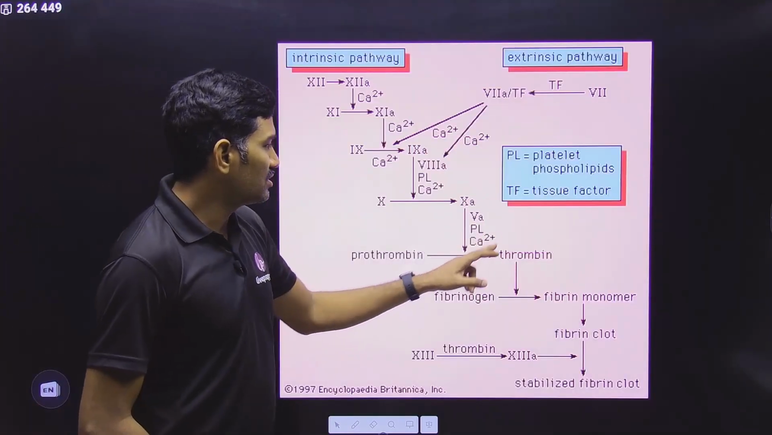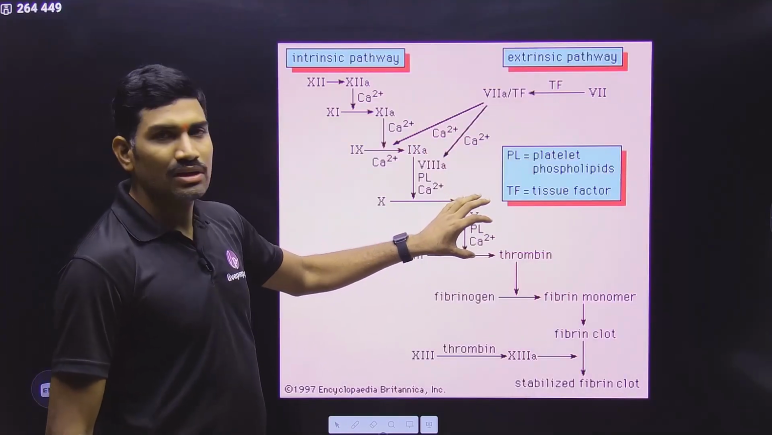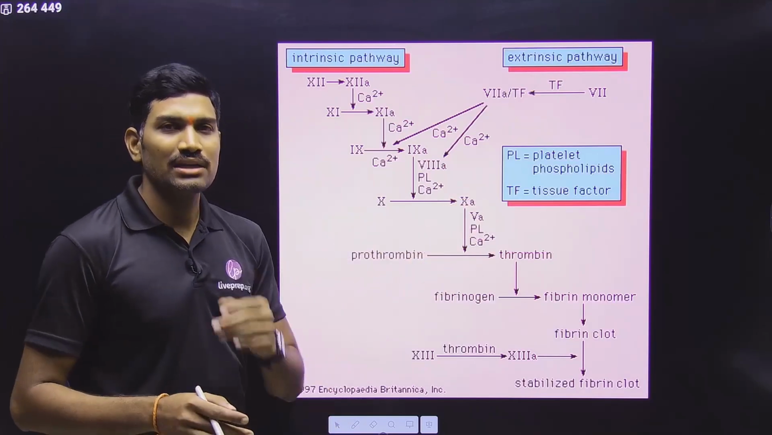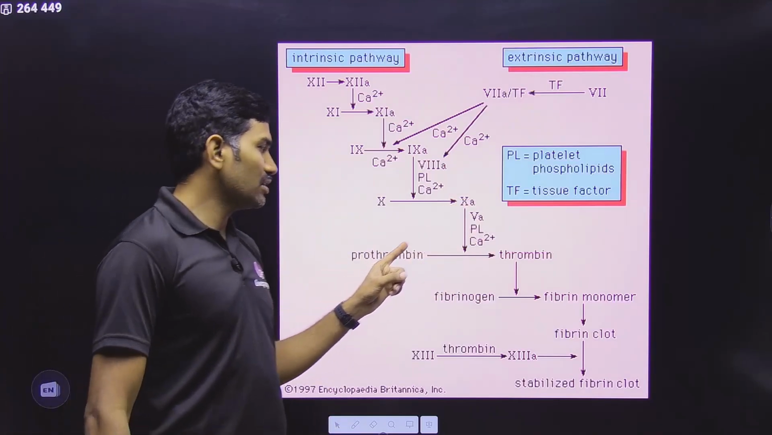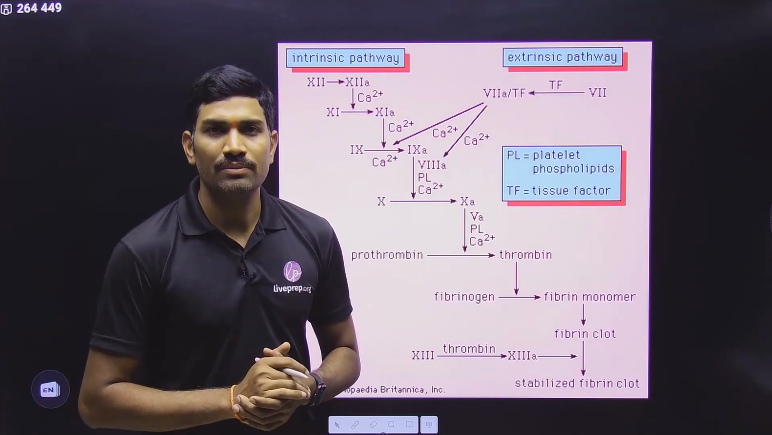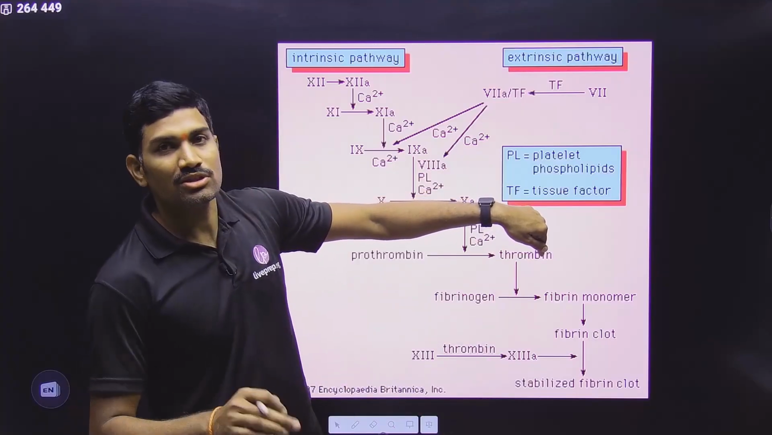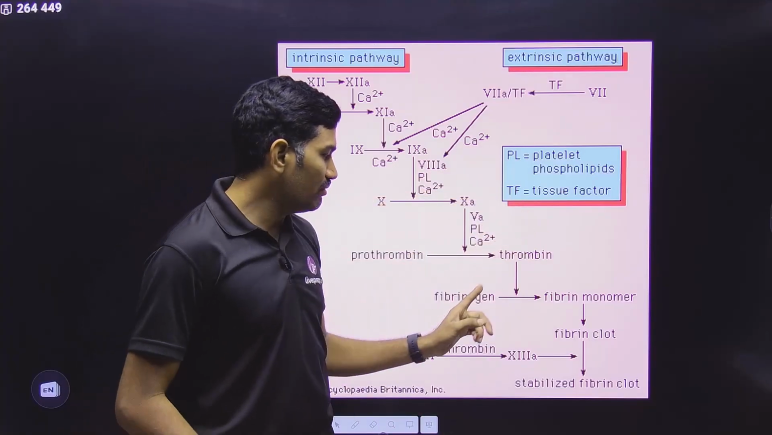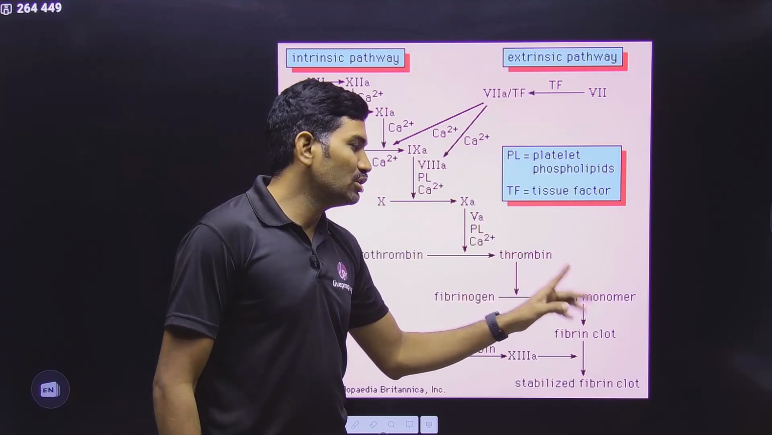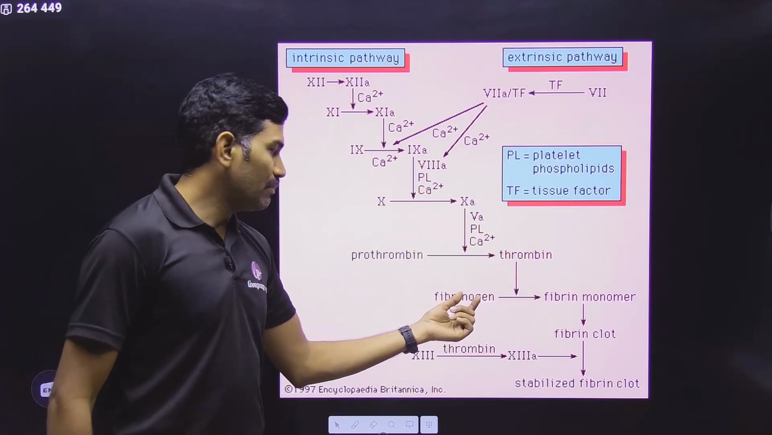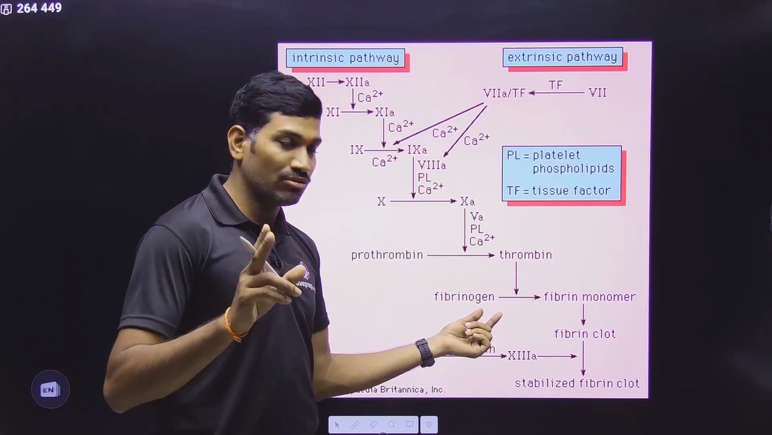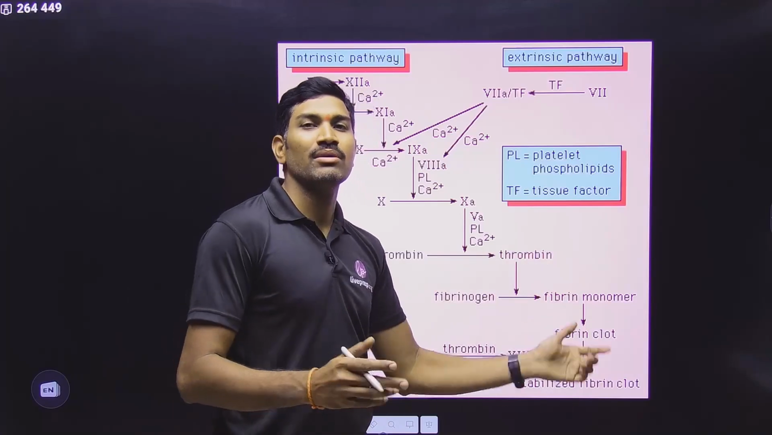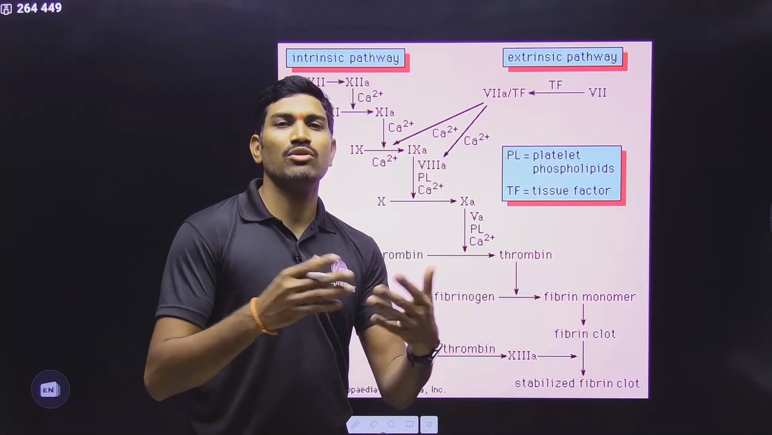And what is this one? This is the group, and this group is the thrombokinase or prothrombinase, so that it is converting prothrombin into active thrombin. And once thrombin is formed, now what happens? This thrombin will convert fibrinogen into fibrin monomers. Fibrinogen is inactive, and the active form is fibrin. In this way, fibrin monomers are formed.